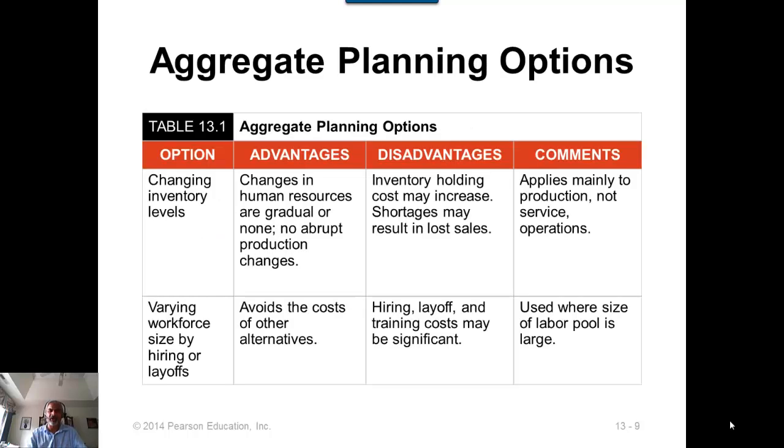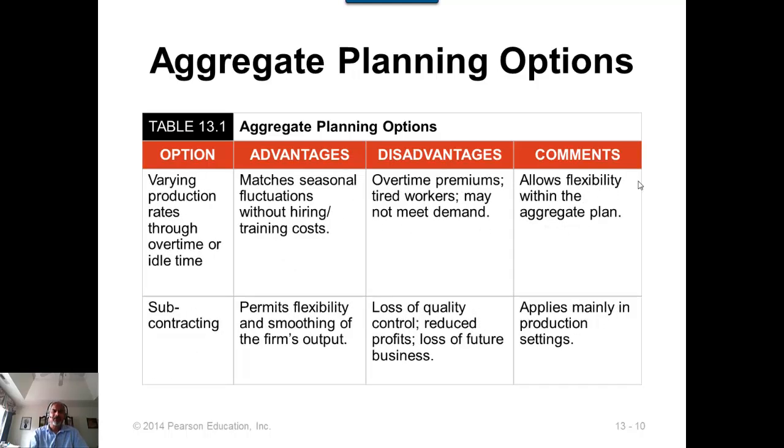What I discussed so far are described in the next couple of slides. So changing inventory options, and this one applies only to production and not service operation. In service operation, you cannot build inventory expecting future sales. So varying workforce, again, we assume that the workers will stick around. When you fire them, you will have enough workforce to hire back when you need them. Varying production rates through overtime is flexible, but then there is a problem with the workers' productivity going down and the cost going up.